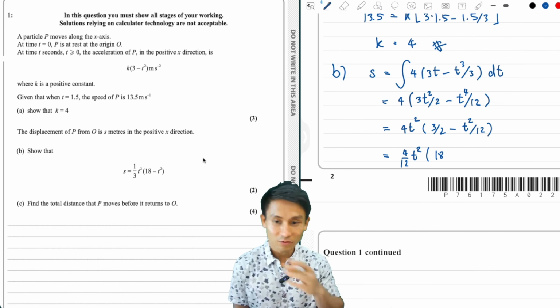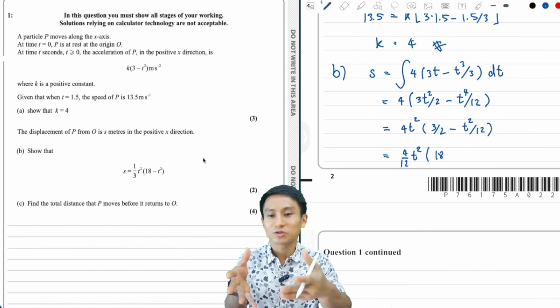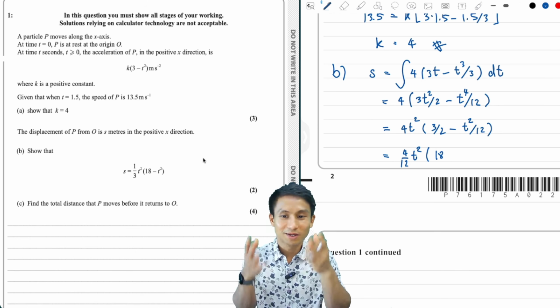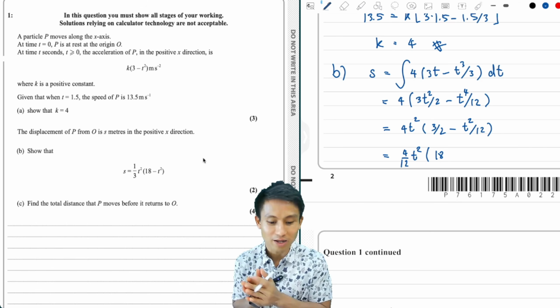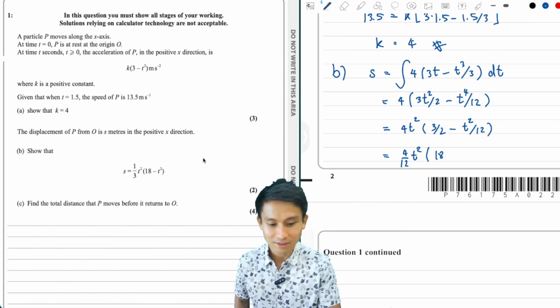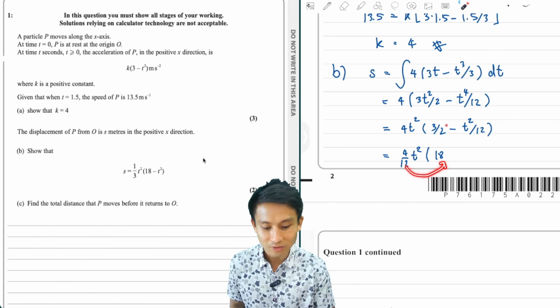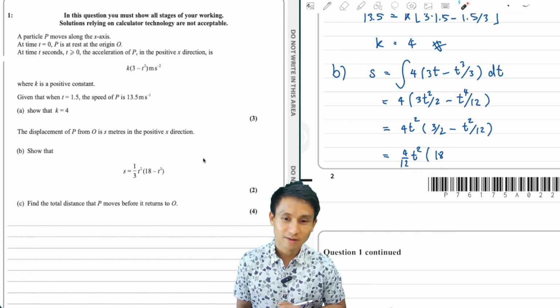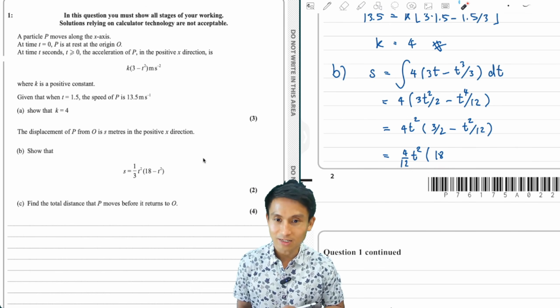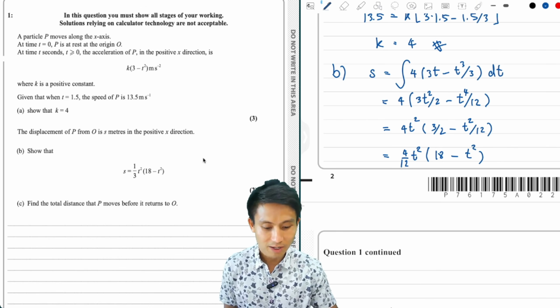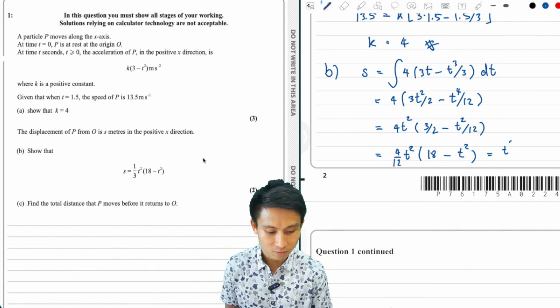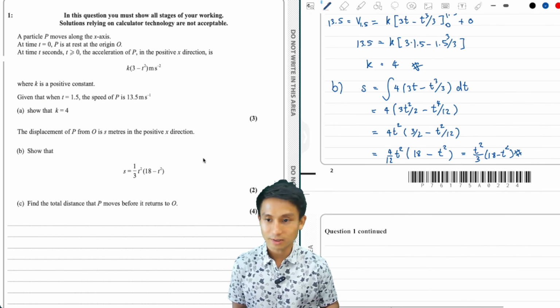It's going to be 18, because you can get a clue here from the required form, we need 18 in there. If you try expanding 12 back in, do you get 3 over 2? We do get 3 over 2, because that's 18 over 12. And the other one is just t squared. And that simplifies to t over 3 times (18 minus t squared), as required. Okay, so that's part B done.